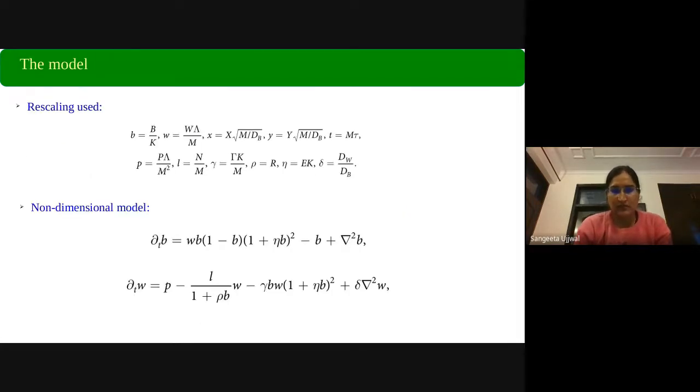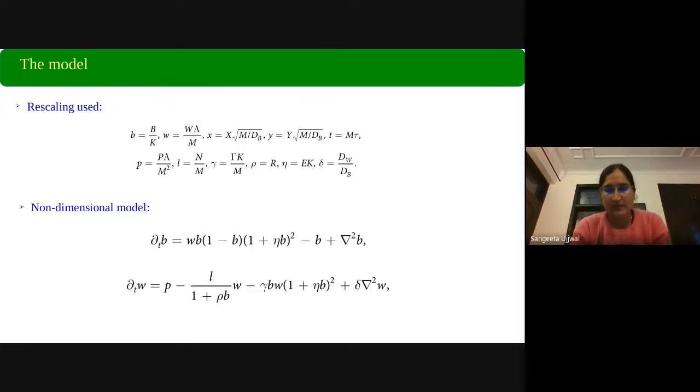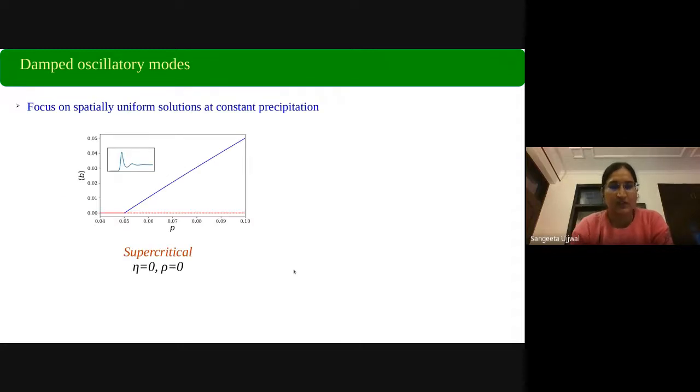Okay, so this is our non-dimensional model. In our non-dimensional model, let us simplify it some more. In the case when eta and rho are both zero, then we get a supercritical bifurcation. So this uniform vegetation state bifurcates from the bare soil solution supercritically. This is the special case when eta and rho both are equal to zero.